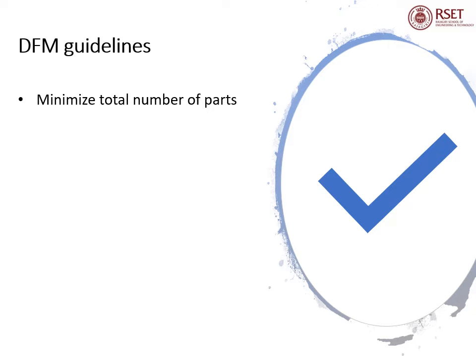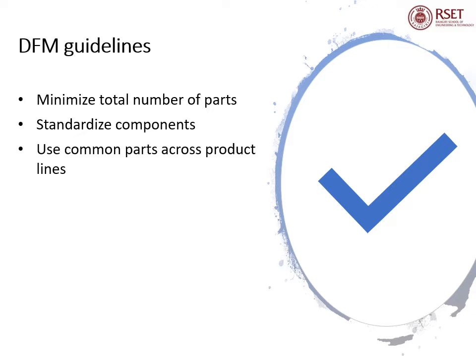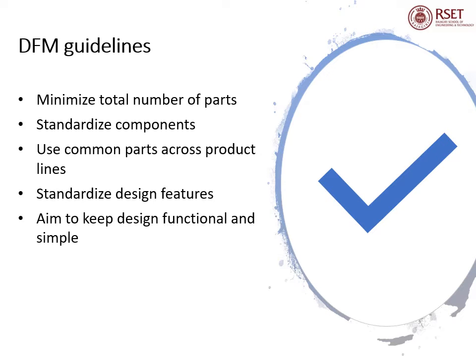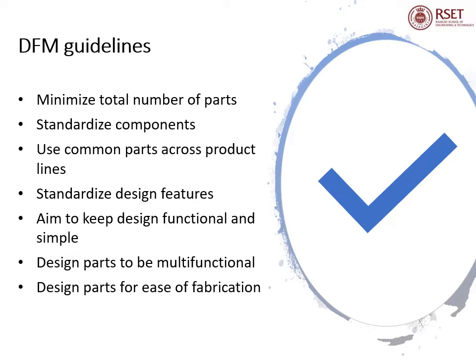DFM guidelines. The heart of any design for manufacturing system is a group of design principles or guidelines that are structured to help the designers reduce the cost and difficulty of manufacturing an item. The following is a list of such rules for DFM. Minimize total number of parts, standardize the components, use common parts across product lines, standardize design features, aim to keep design functional and simple, design parts to be multifunctional, design parts for ease of fabrication, minimize secondary and finishing operations. These are the various guidelines for design for manufacturing.